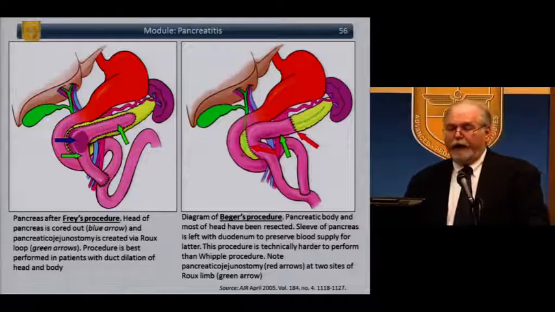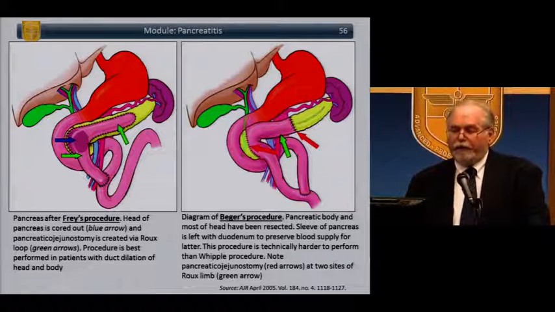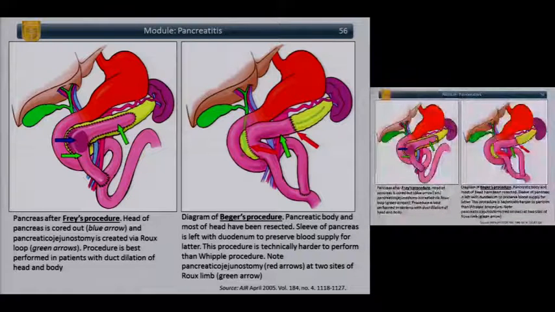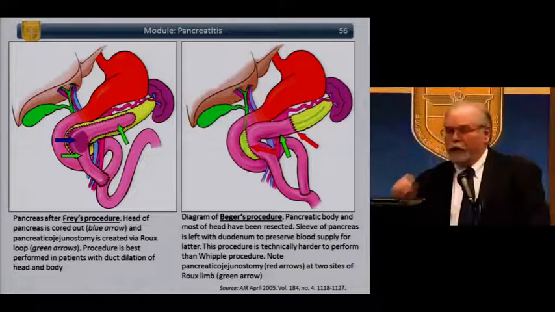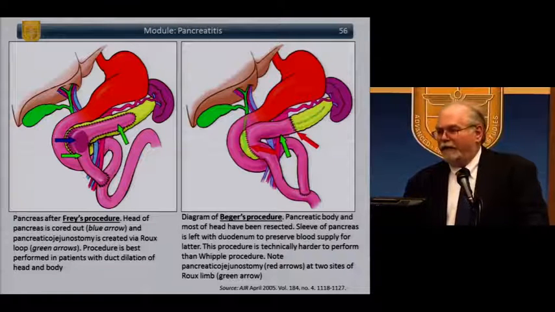So here we see a Frey procedure where you're coring out the head of the pancreas and then filleting open the duct. And here you see a Beger procedure where you're actually removing that segment and draining the tail and the head into a loop of jejunum. These are pictured because you should know about them. They're not commonly done, and they don't generally have a great success rate.